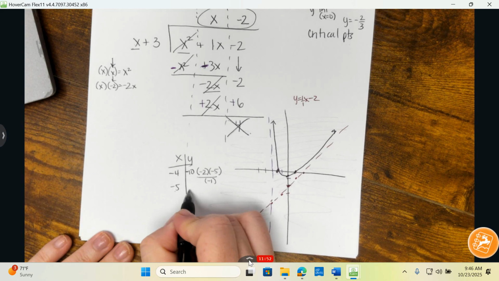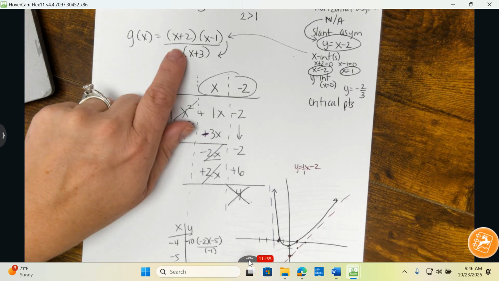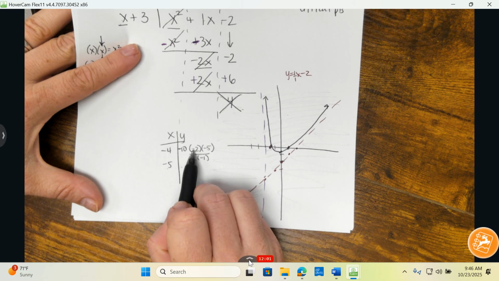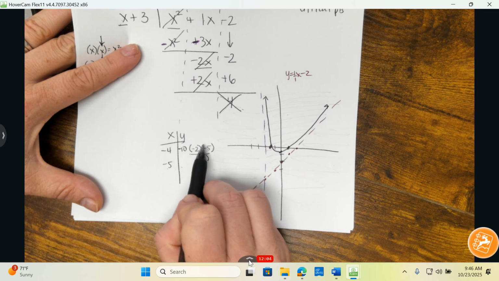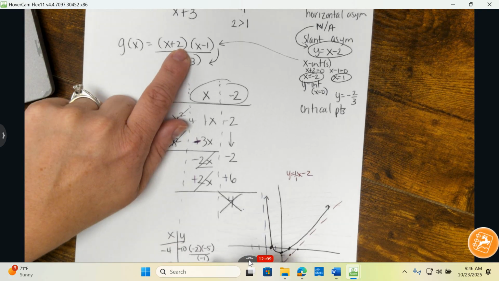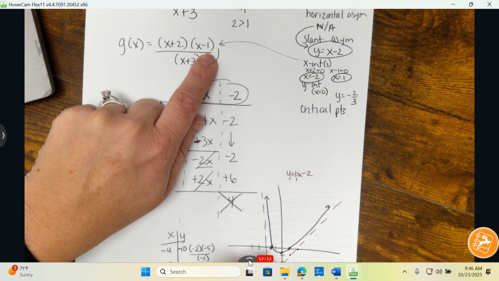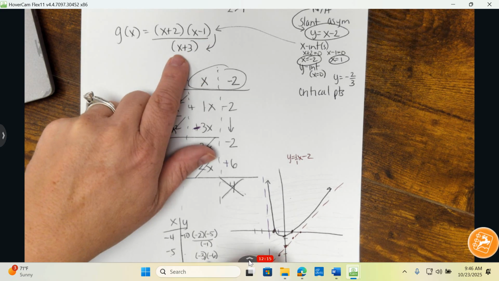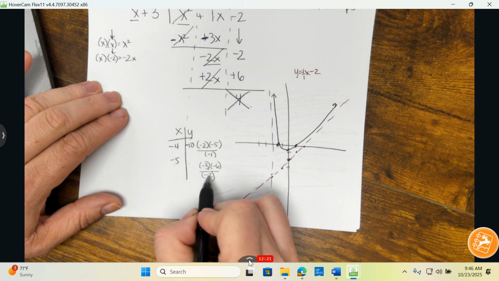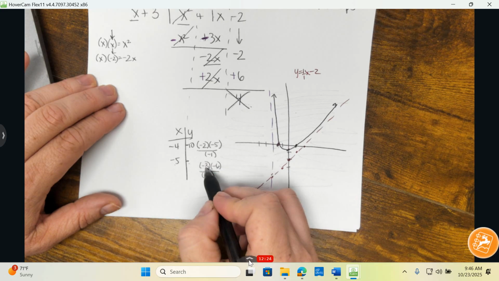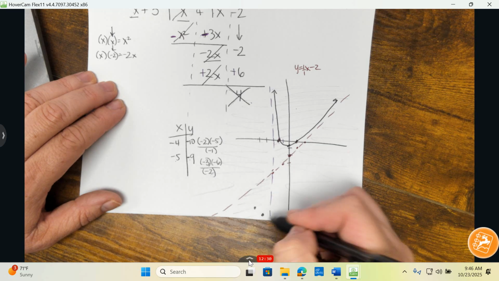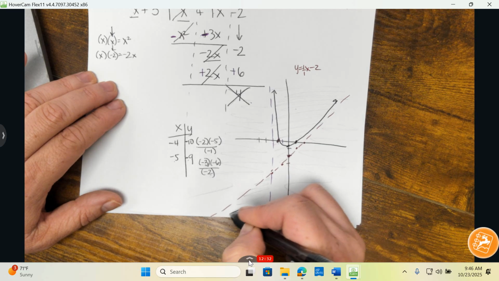I'm going to do the same thing to figure out the output value when x is -5. Let's do -5 now. -5 plus 2 is -3. -5 minus 1 is -6. -5 plus 3 is -2. We have an odd number of negatives when we're multiplying. My final answer will be negative. 3 times 6 is 18. 18 divided by 2 is 9. So I'm going to go to -5 and down to -9. I have 2 critical points. It tells me it's coming up here and then back over.